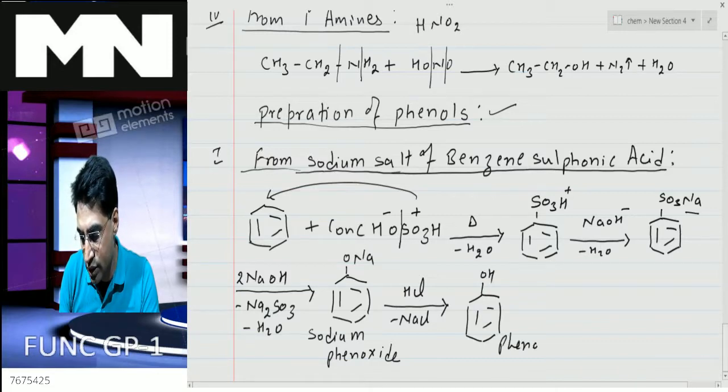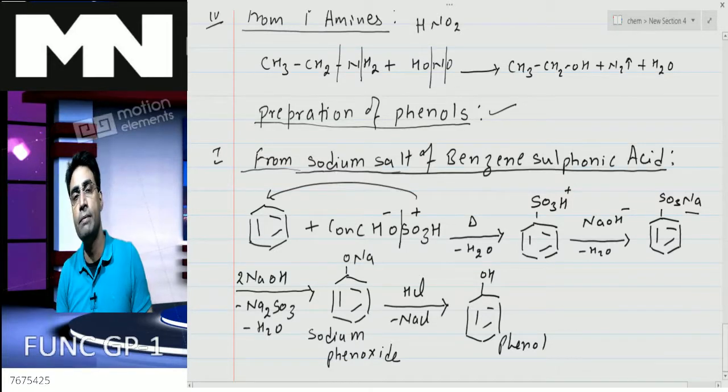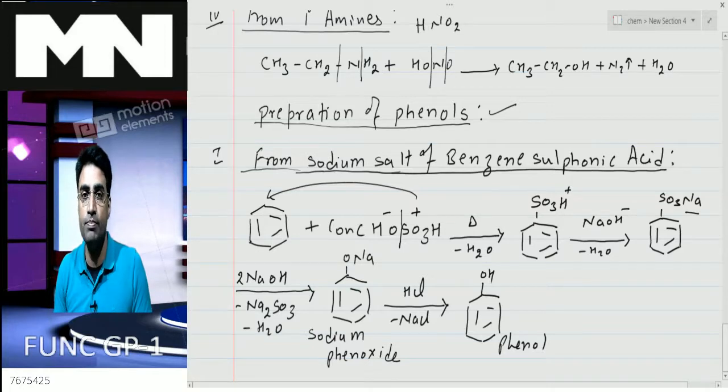There is a question in your textbook, an exercise question, in which it is given that you have been given benzene, sulfuric acid and sodium hydroxide. How will you prepare phenol from it? So this is the answer to that question.